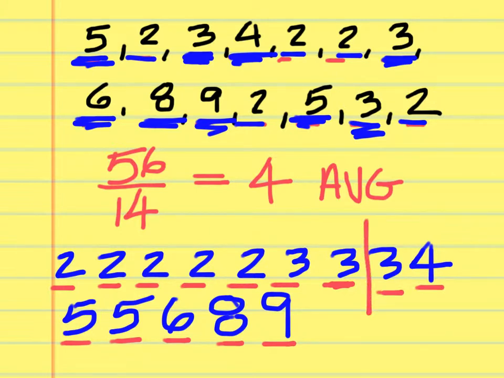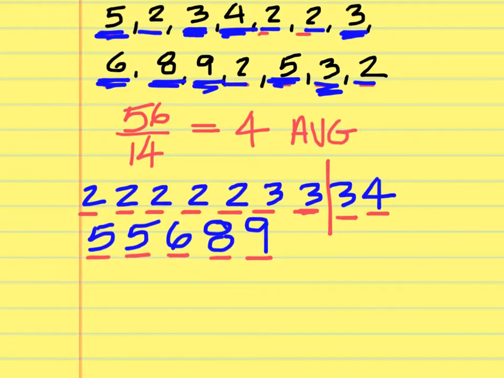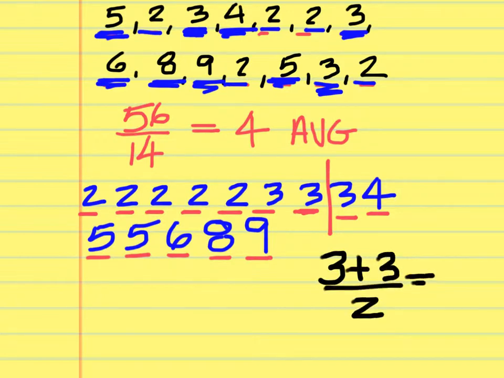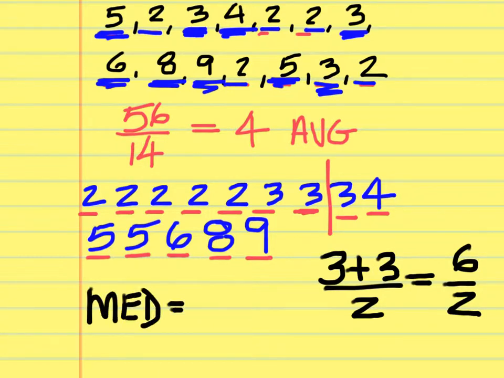Between 3 and 3. And if I have two middle numbers, what do I do to them? Add them together and do what? Divide by 2. So 3 plus 3 is 6. Divide by 2. So the median is what? Median equals 3.